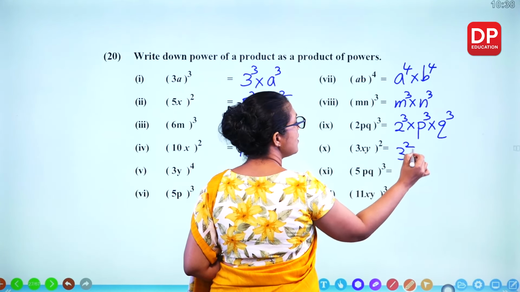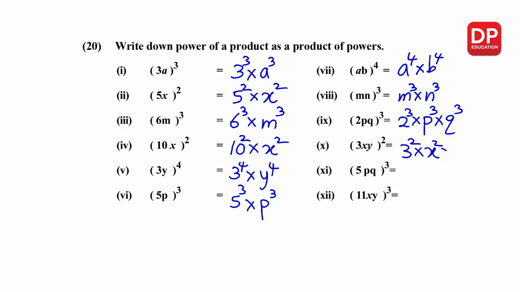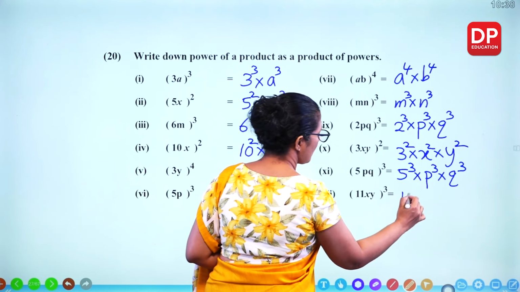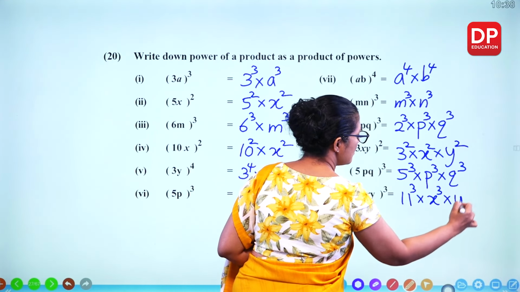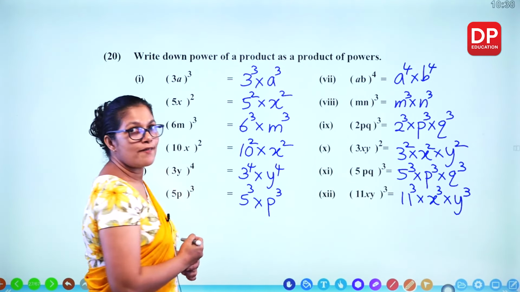Here 3 squared, x squared and y squared. 5 to the power 3, p to the power 3 and q to the power 3. What about the last one? 11 to the power 3, x to the power 3 and y to the power 3.